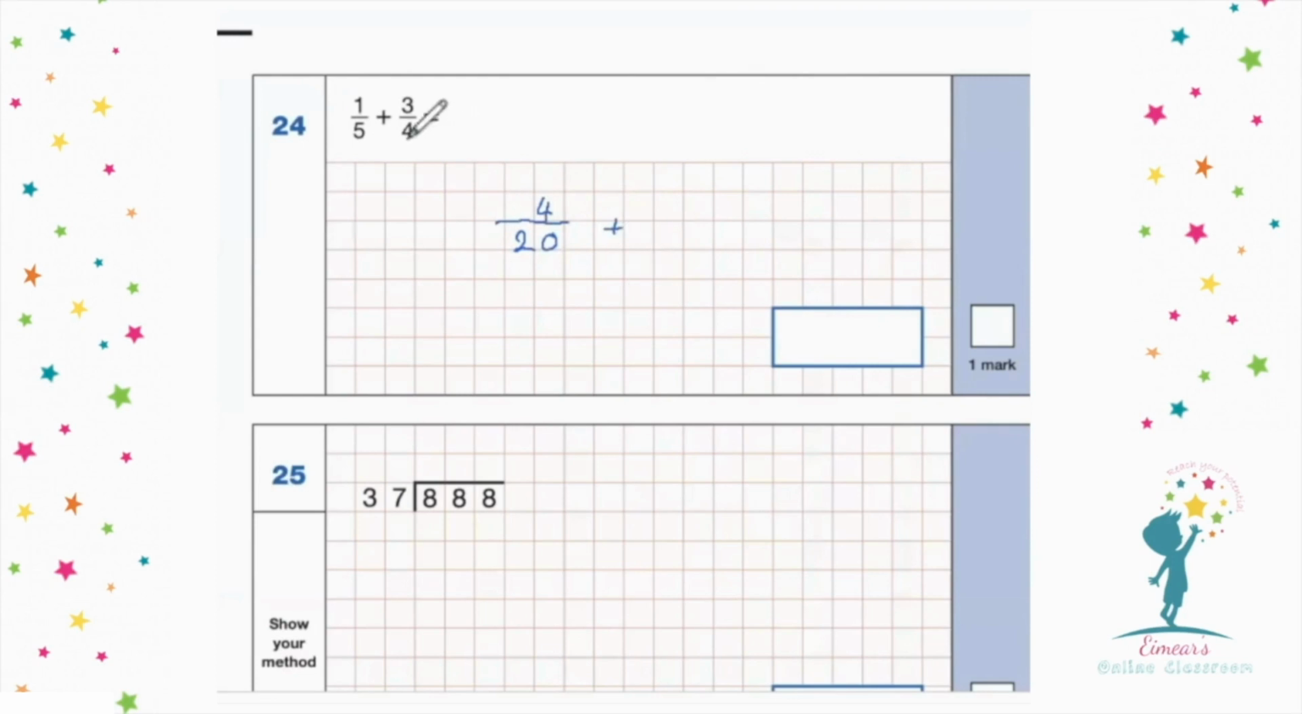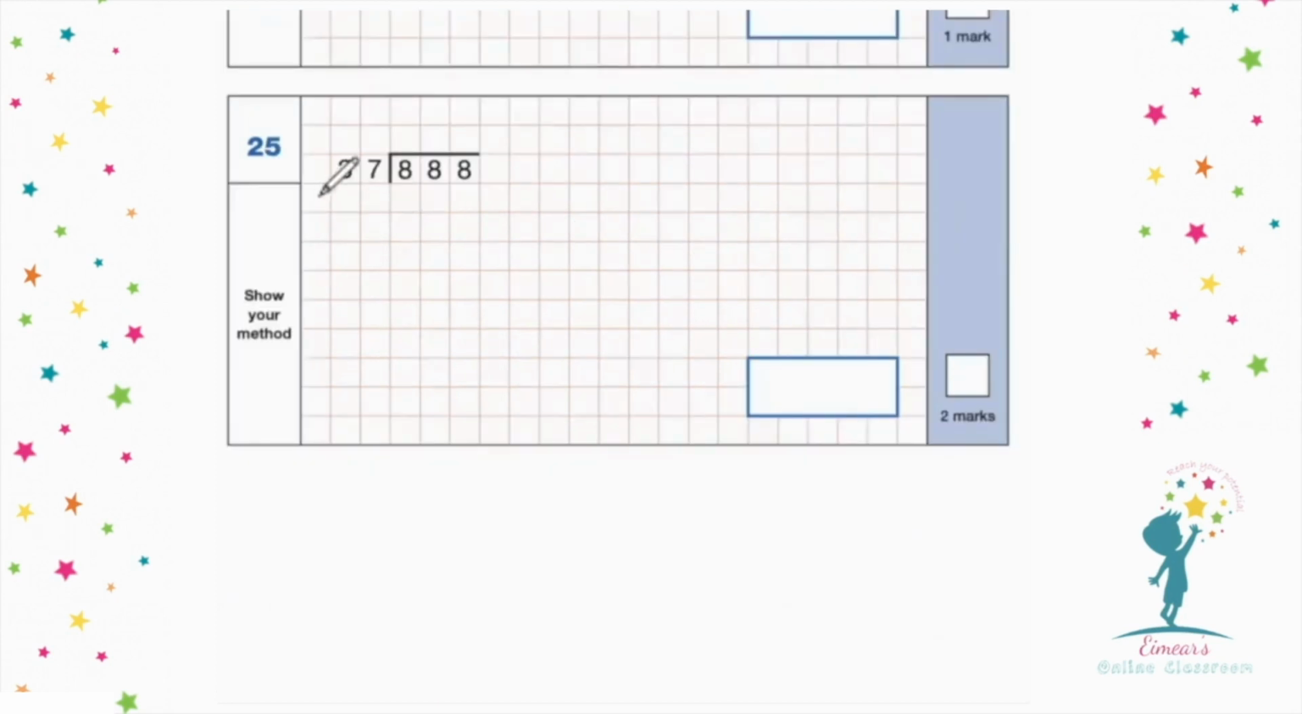So how many times 4 go into 20? It's in 5 times, so we're multiplying that by 5, which means we multiply the numerator by 5. So 3 5s are 15. So 4 plus 15 equals 19/20. So that is our answer.